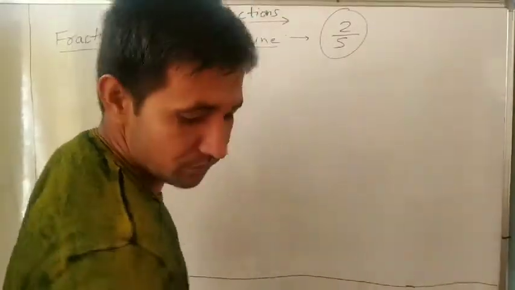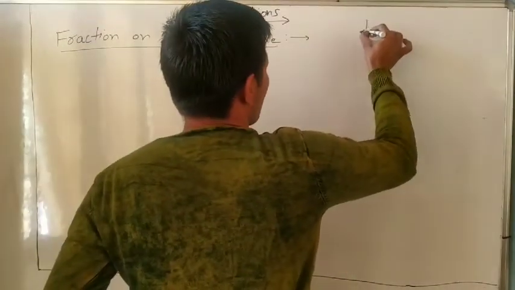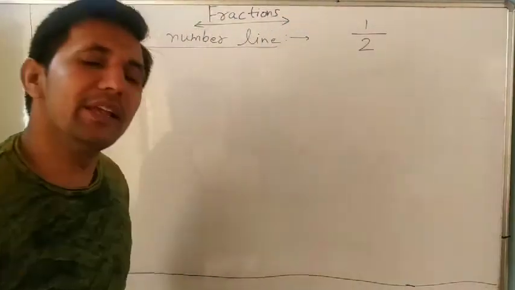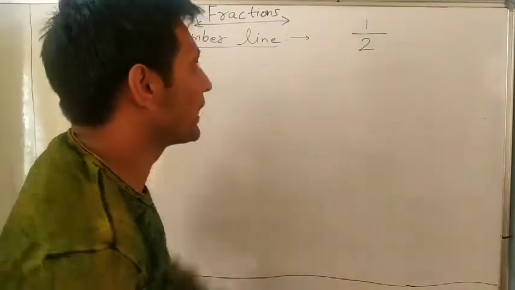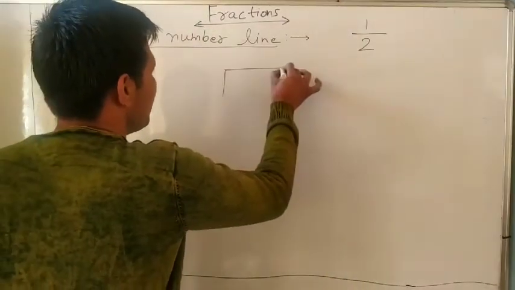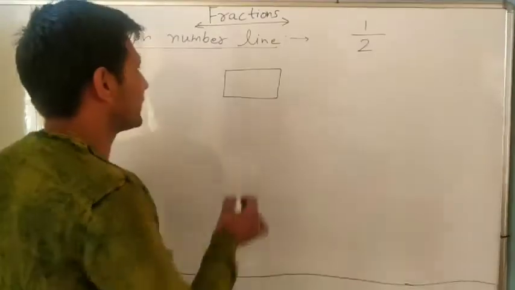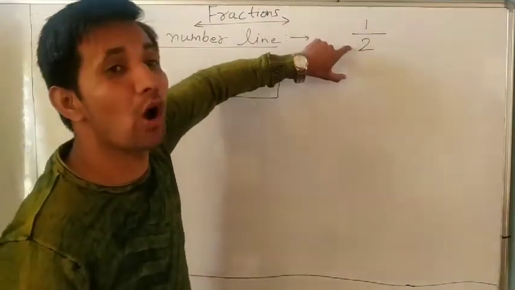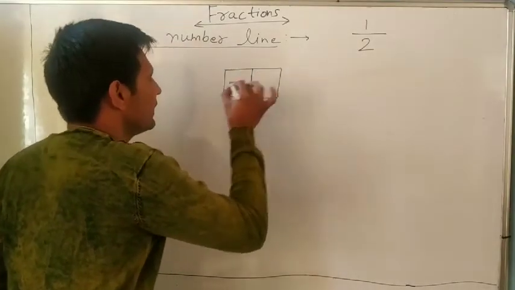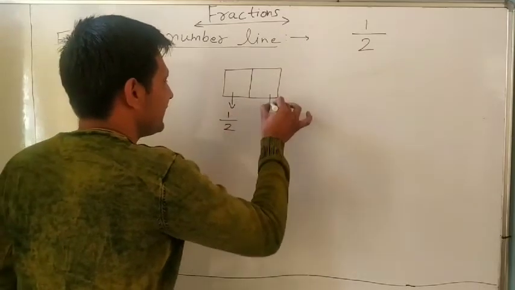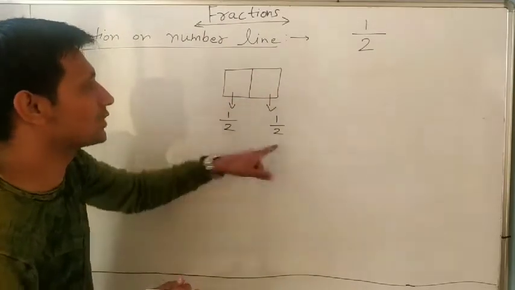Look at. Suppose I ask you to represent 1 upon 2. What is the meaning of 1 upon 2? 1 out of 2 equal parts. It means suppose it is a bread. You have a bread and I say divide it and find the 1 by 2 part. So it means 2 parts. 1 out of 2 equal parts. So we will take 2 equal parts of this bread. So this one is 1 by 2. It is also 1 by 2 because it is 1 part out of 2.